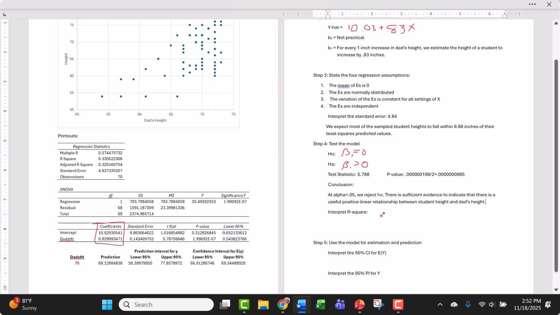At alpha equal 0.05, we reject. There's sufficient evidence to indicate there's a useful positive linear relationship between student height and dad's height. The r squared in the printout is given as 0.33.